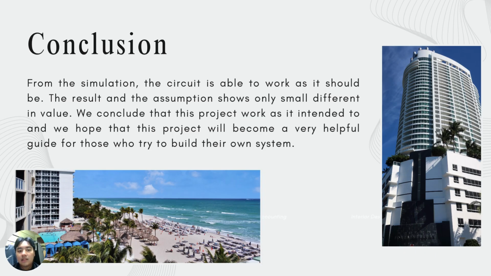Conclusion. From the simulation, the circuit is able to work as it should. The result and the assumption show only a small difference in value. So we conclude that this project worked as it was intended to, and we hope that this project will become a very helpful guide for those who try to build their own system. This is one of the ways you can design a water level control system using the BC547B transistor. There are a lot more transistors available in the market, and we hope that this video will become a very helpful guide for those who want to try building their own system.